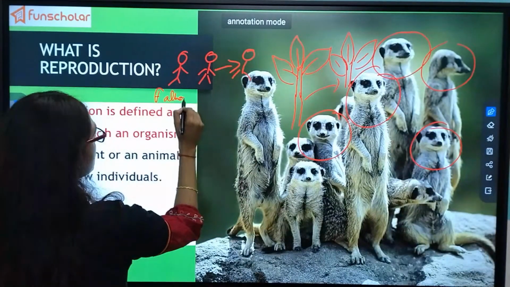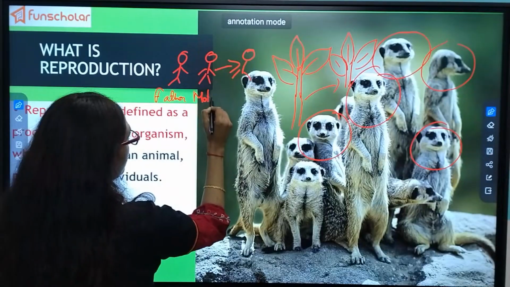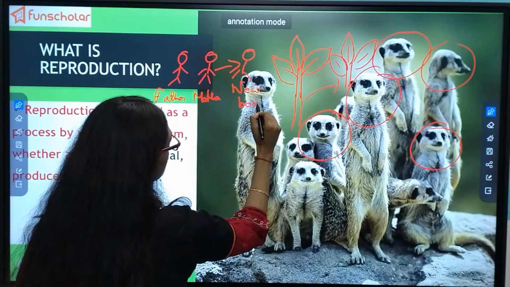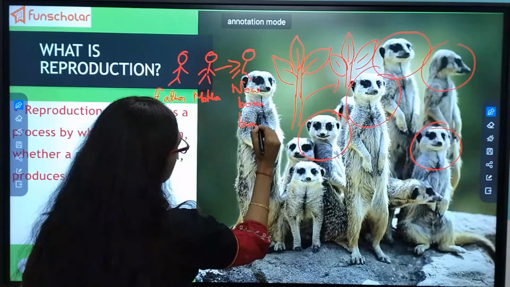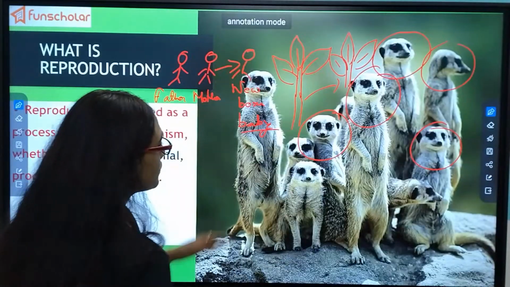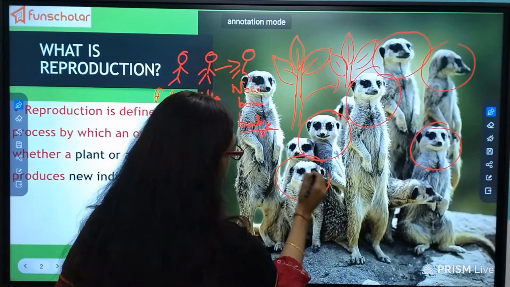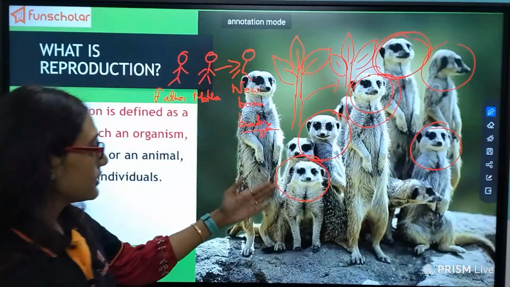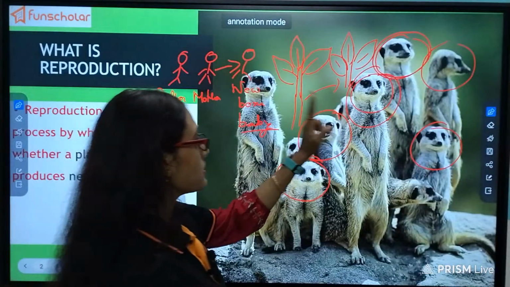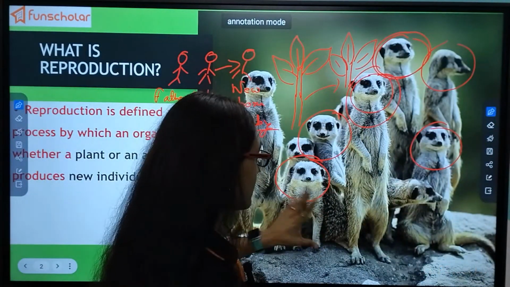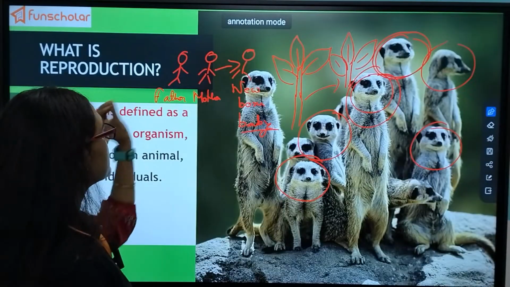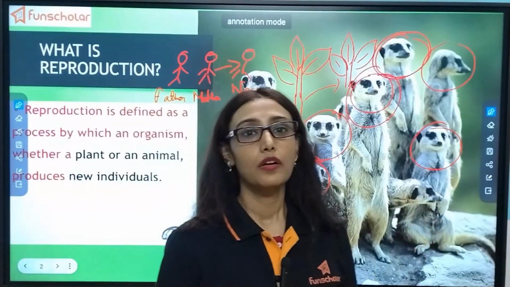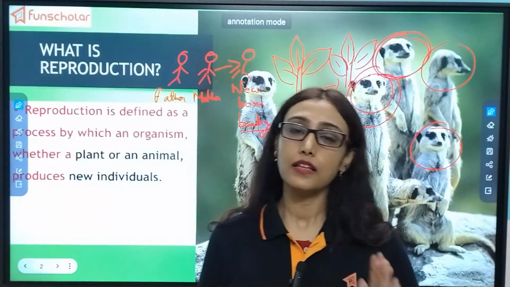Father, mother, new born baby. Here also see, some are small, some are large, some are larger. So obviously the larger one has reproduced the smaller one. So reproduction is a process by which new organisms are formed, whether it be plants or animals.